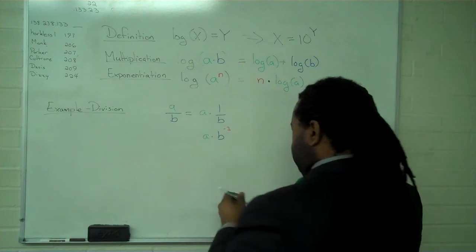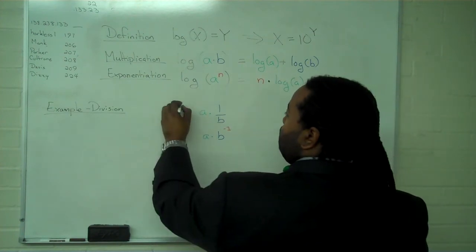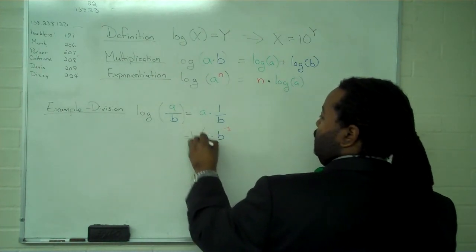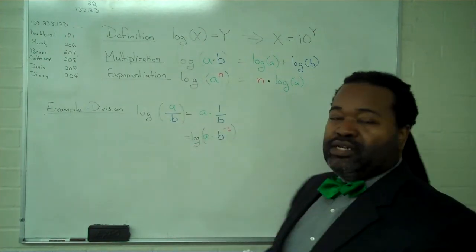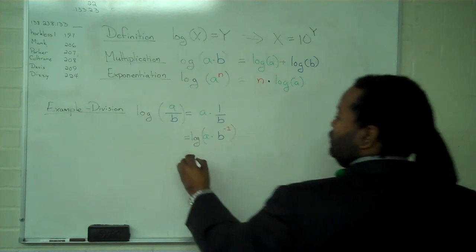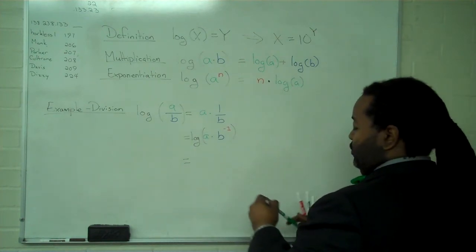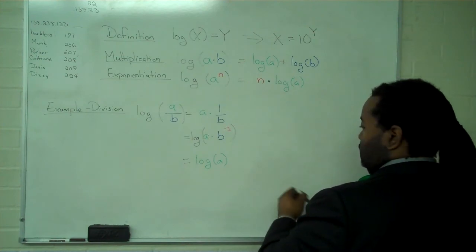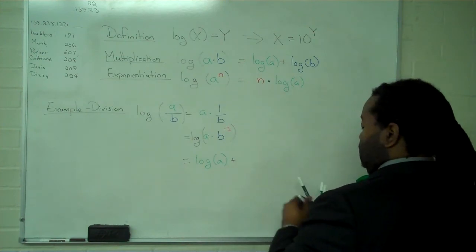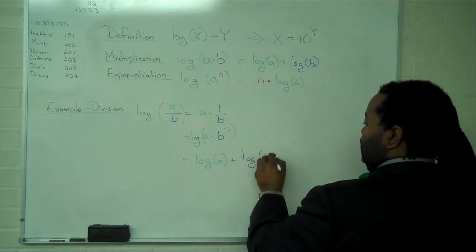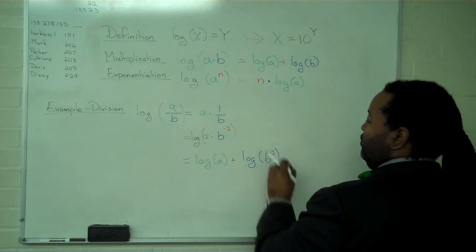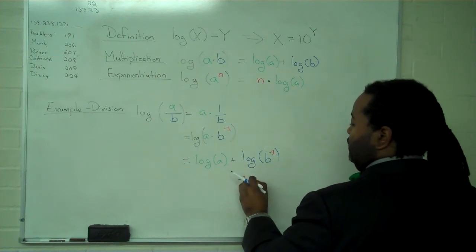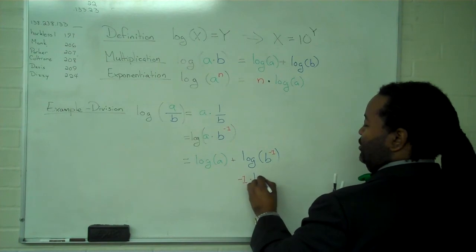So if we want to take the logarithm on both sides, and I'll use black for that, that's going to be equal to the log of a product where one of the items in the product has an exponent on it. So what this means then is that we're going to have log of a plus the log of b raised to the negative 1 power. And because we have this negative 1, we expect this to be negative 1 times the log of b.